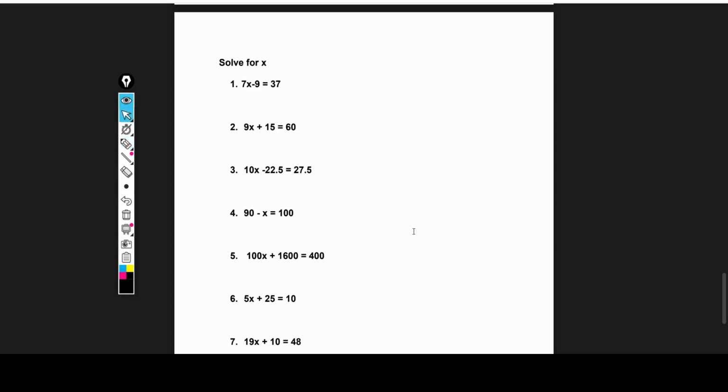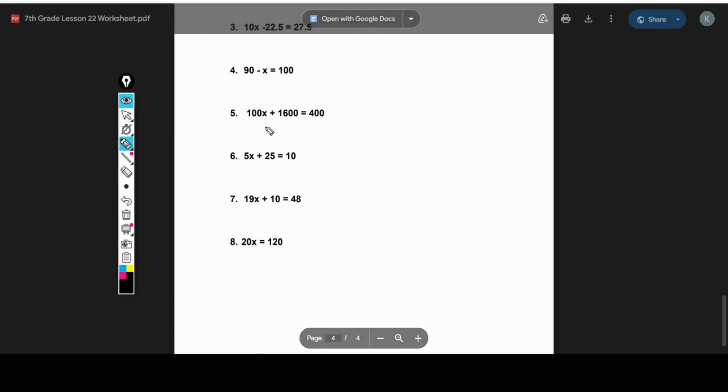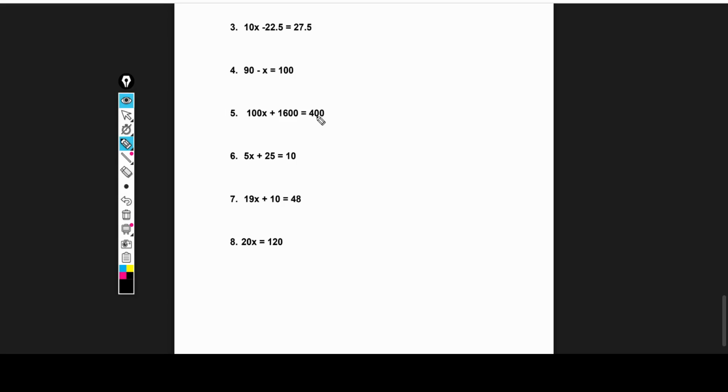Alright, let's move on. 100x plus 1600 equals 400. If you want, you can make this step. It's unnecessary, but it might make things easier for you. If you divide everything by 100, that might be easier. You get x plus 16 equals 4. And so it's the exact same problem, it's just the numbers are a little smaller, which might make things easier to work with. You end up with x equals negative 12. If you did it without that, you would have to divide in the end anyways, so it's easier this way probably.